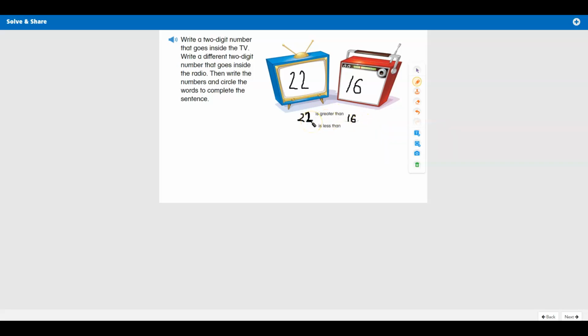So now I need to circle the statement. Is 22 greater than 16 or is 22 less than 16? Well, I know 22 is more than 16, so that means it is greater than. So I chose my two numbers, wrote them in the electronics and in my sentence, and then I completed it by saying if they were greater than or less than.